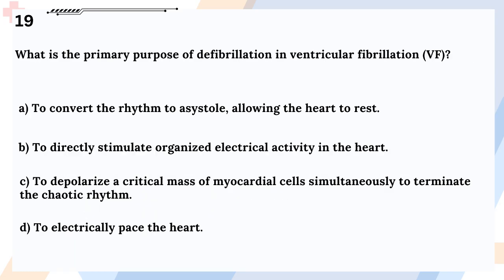Question 19. What is the primary purpose of defibrillation in ventricular fibrillation, VF? A. To convert the rhythm to asystole, allowing the heart to rest. B. To directly stimulate organized electrical activity in the heart. C. To depolarize a critical mass of myocardial cells simultaneously to terminate the chaotic rhythm. D. To electrically pace the heart.